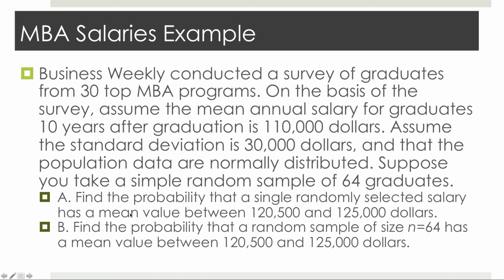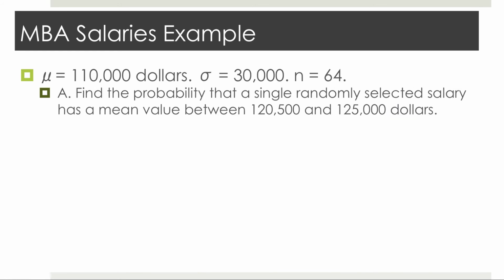Okay, so let's tackle part A first. Here's the basic information that is given to us. These are all parameters. Excuse me, two of these three things are parameters. This is the parameter for the population, it's the mean, and this is the parameter for the standard deviation of the population, which is 30,000. And this is our sample size. Part A says find the probability that a single randomly selected salary is between these two numbers here. Again, let's ignore the mean here as it's a typo.